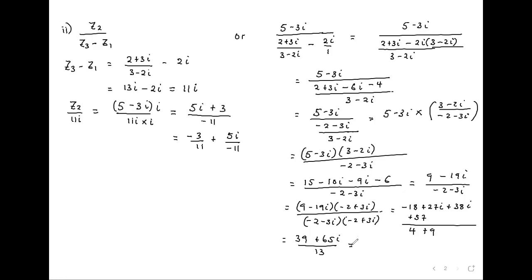This should give us 13 into 39, and then 13 into 65, that's 5i. So I've missed it on the other one. So 3 plus 5i. So where do we miss it?